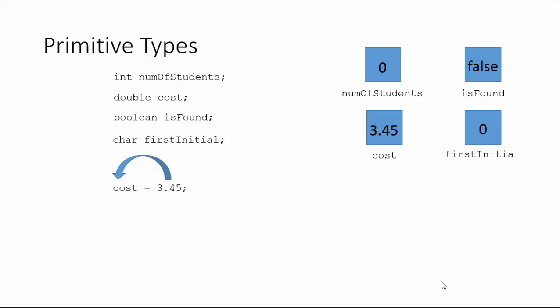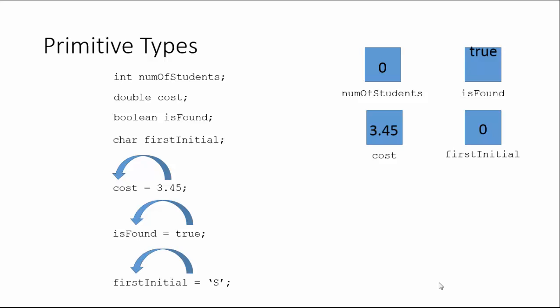3.45 is stored in the memory location referred to by cost. In this statement, the value true is assigned to the variable is found. True is stored in the memory location is found. In this statement, the character uppercase S is assigned to the variable first initial. S is stored in the memory location first initial.